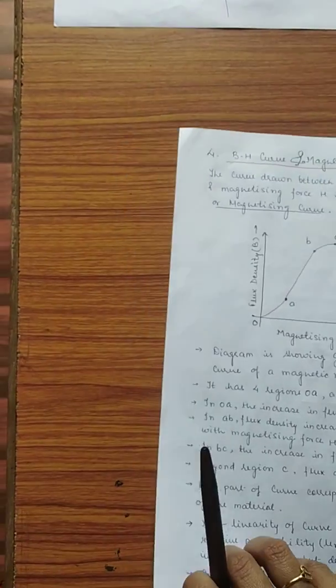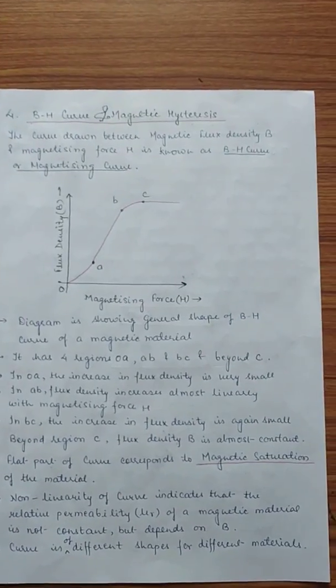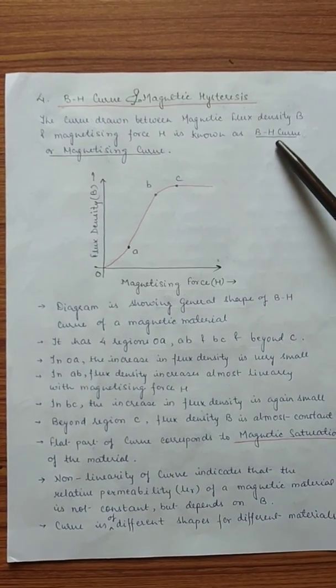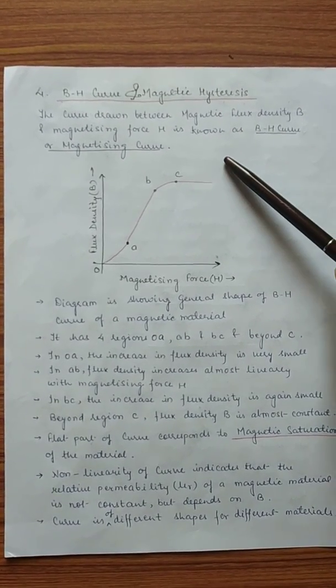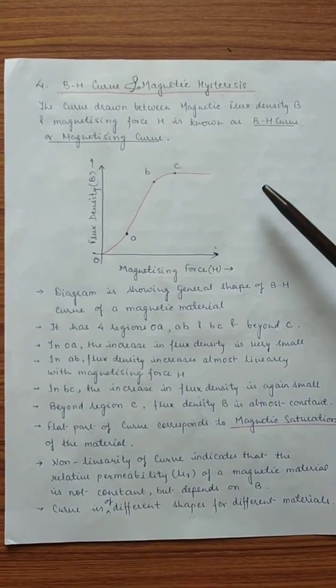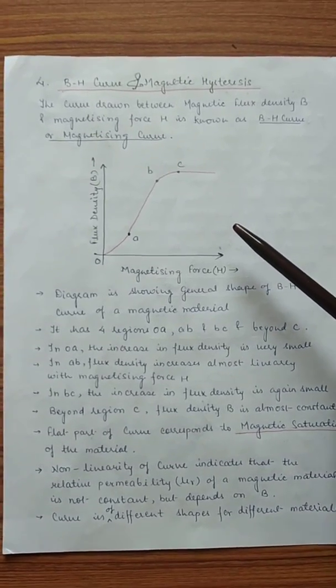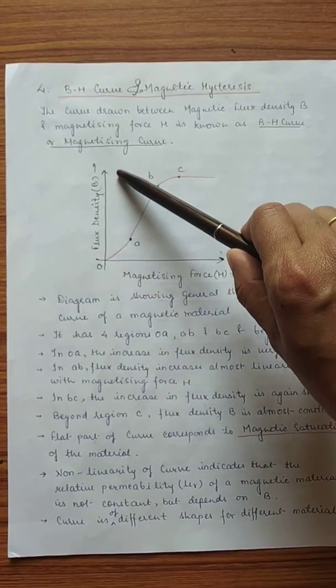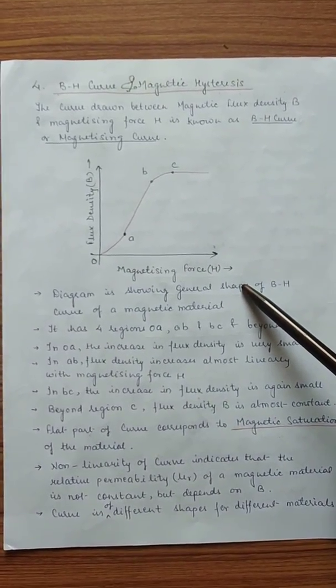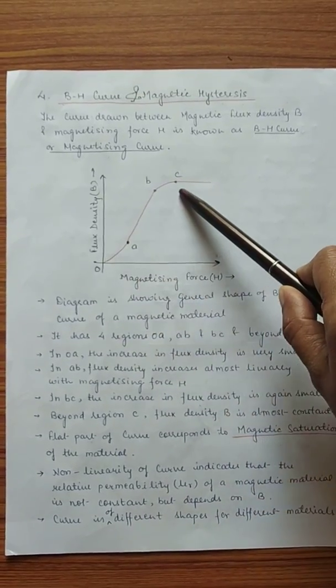Now we come to the next part, the BH curve and magnetic hysteresis, which we will discuss. The curve drawn between magnetic flux density B and magnetizing force H is known as the BH curve. It is different for different magnetic materials. So here is the graph. On the y-axis we have flux density, and on the x-axis we have magnetizing force. Here is the typical pattern.